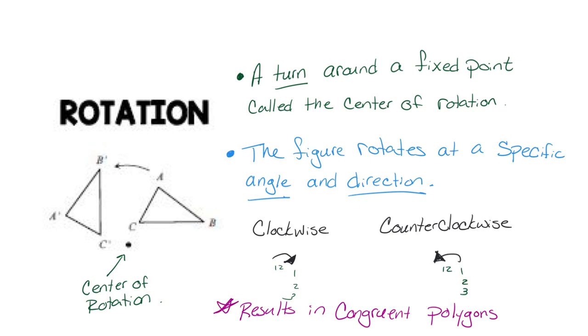And this transformation will result in congruent polygons, meaning this shape and the new shape that it creates are going to be congruent, okay? They're going to have the same angles, they're going to have the same side lengths, they're going to be completely identical. This is just rotated, this is just a turn of this shape.